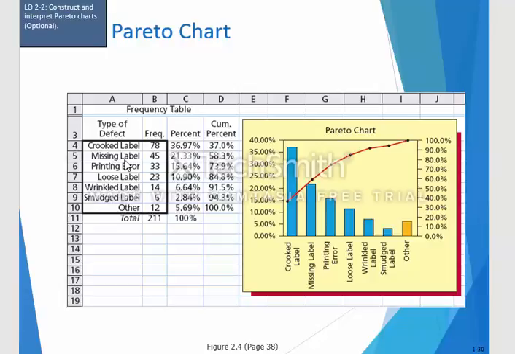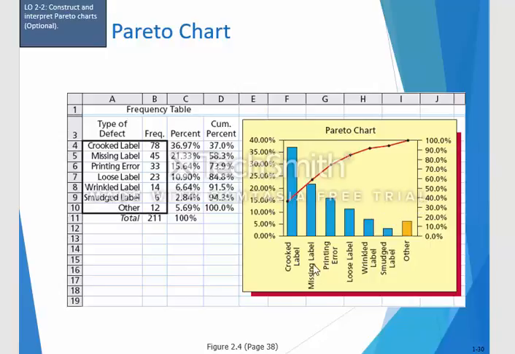We're looking at this. We have crooked label, missing label, printing error, loose label. I'm not even sure what this data set is, but crooked label accounts for, it looks like 36%, okay, 37%, and that's shown here in the bar chart. We have a different scale on the right hand side for the line graph, and if we show this portion of the line and drag it over, we're approximately at 37% here.